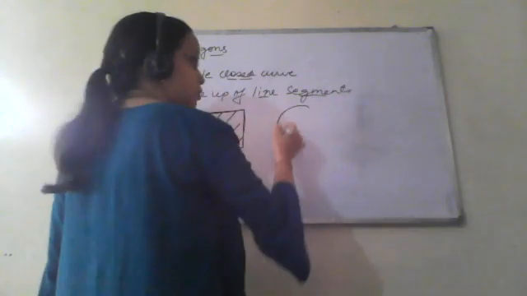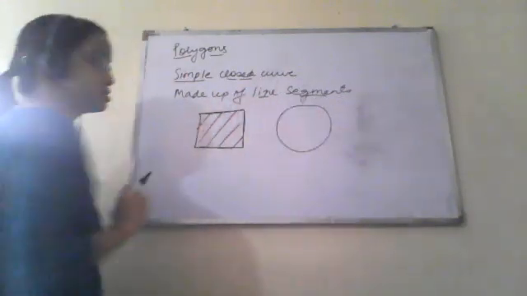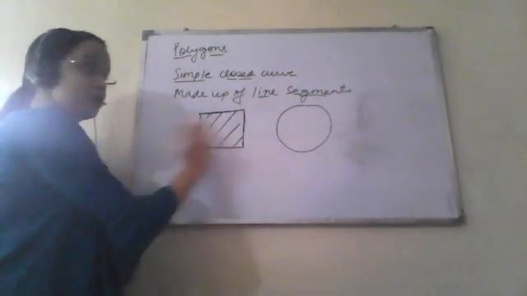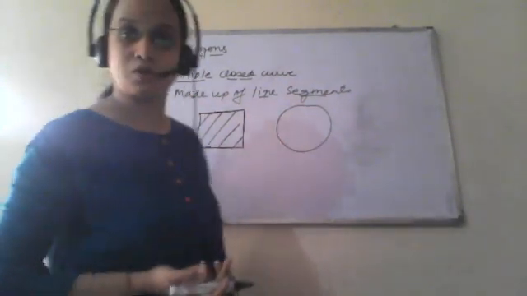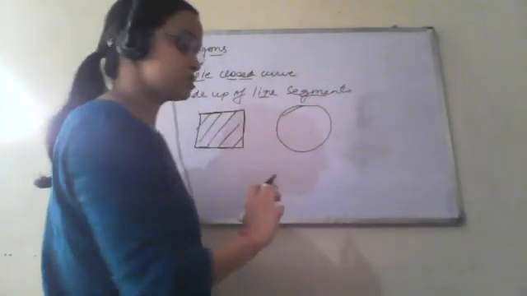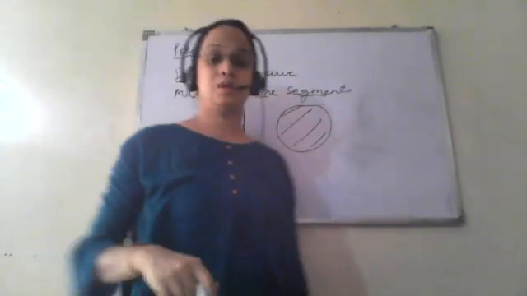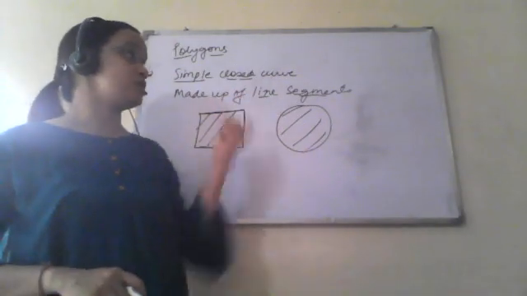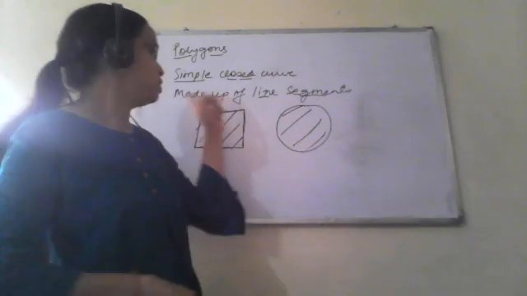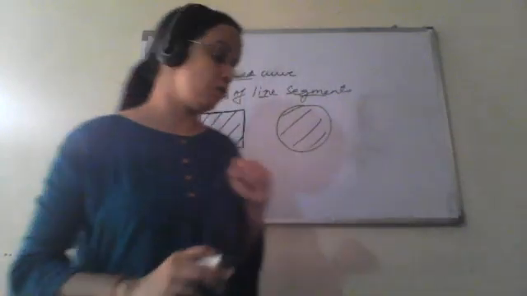Now if I'm drawing this figure, check whether it is a polygon or not. It is a simple curve because it is not crossing itself. Second, it is closed because it has no starting point and no end point, and it encloses a given area. But we have to check whether it is made up of line segments or not. No, it is not made up of line segments, so it is not a polygon. So polygons are simple closed curves which are made up of line segments. Now one more example.